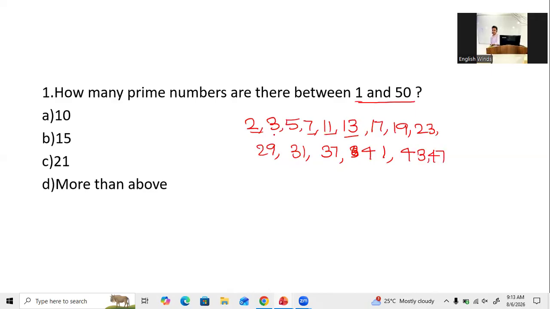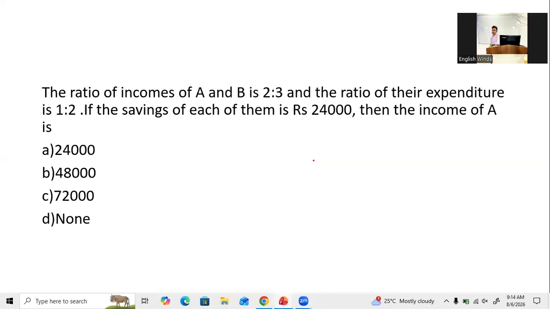Fine. So let's count: 1, 2, 3, 4, 5, 6, 7, 8, 9, 10, 11, 12, 13, 14, and 15. So total how many prime numbers between 1 to 50? It's 15. Okay. In case they ask about 100, then you can go with this method, or actually it is 21. Now let's go with the next question.